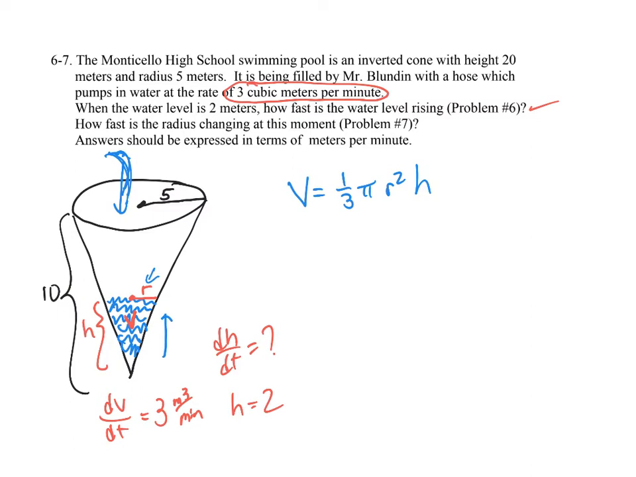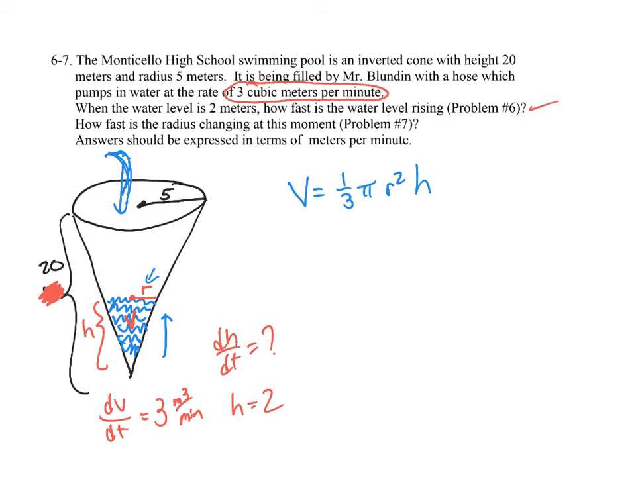Did I write 10 on the side of my... You guys can't... you're not here to yell at me. But this 10 is wrong. Isn't this thing 20 meters high? Yeah, so I apologize for that.